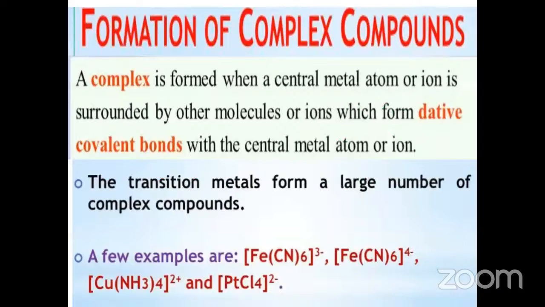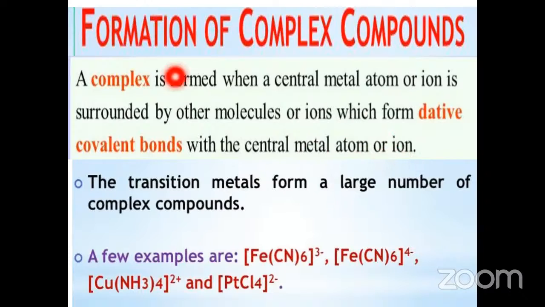Next, they can form complex compounds. The transition metal forms complex compounds. A complex is formed when a central metal atom or ion is surrounded by other molecules or ions which form dative covalent bonds with the central metal atom or ion.